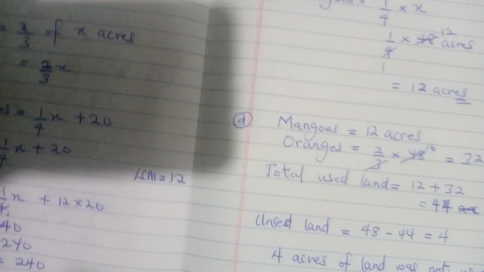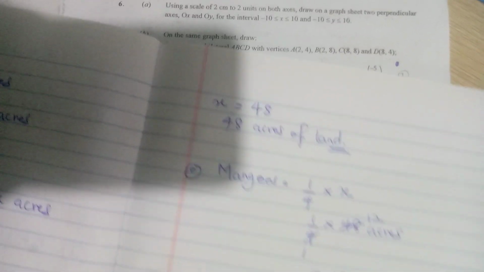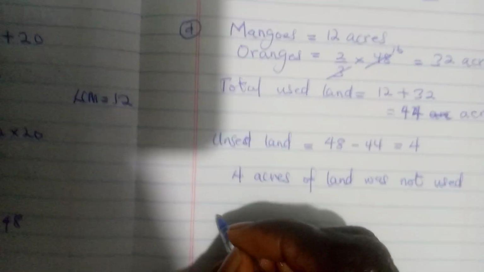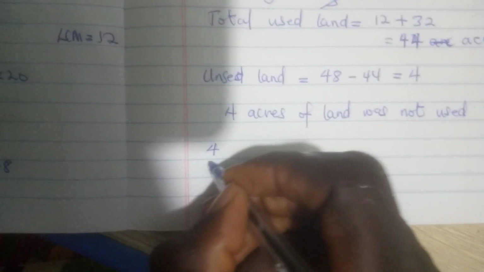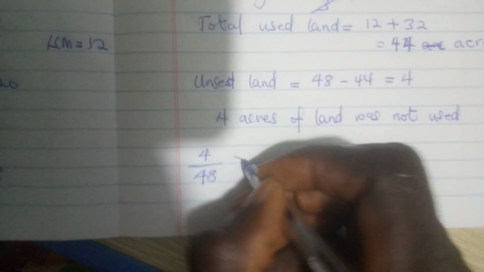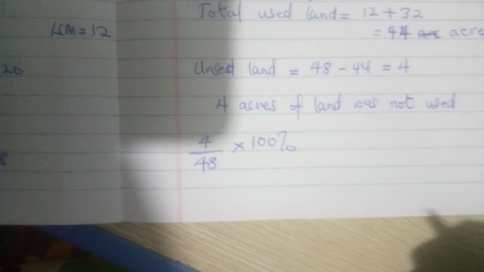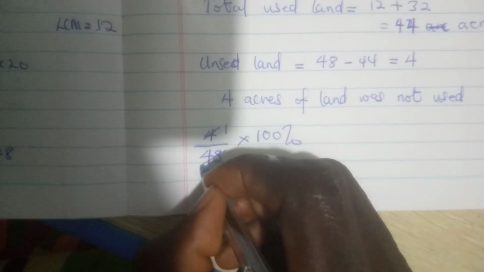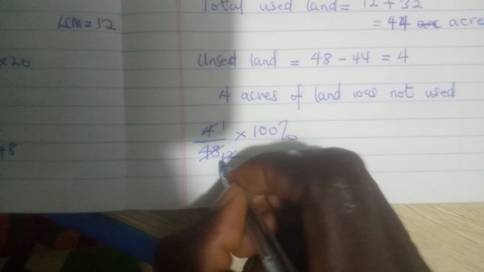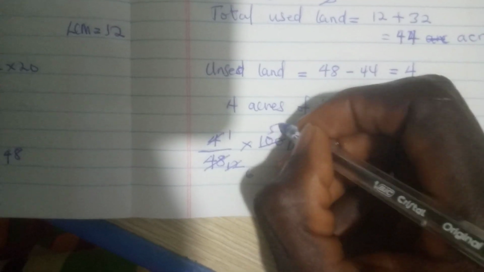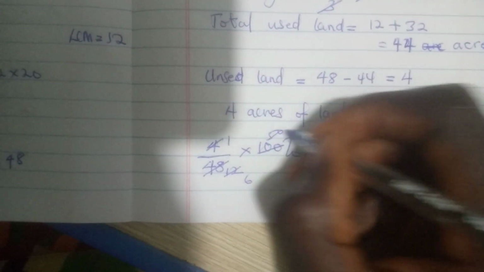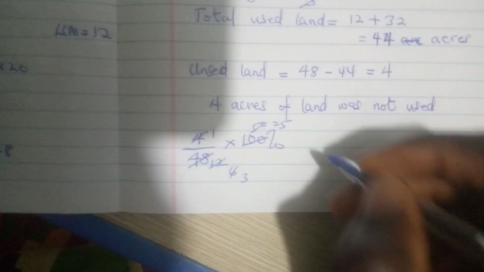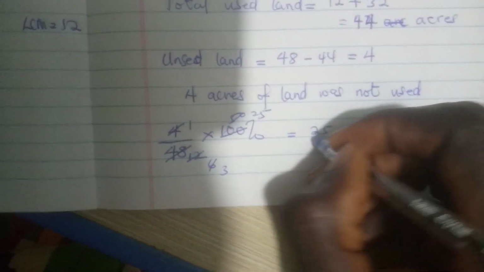But you have been asked to calculate the percentage for that. So for the percentage, all we need to do is divide the unused over the total, multiply by 100%. So 4 over 12, 2 over 6, 2 over 50, 2 over 25, 2 over 3. So we now have 25 over 3%.